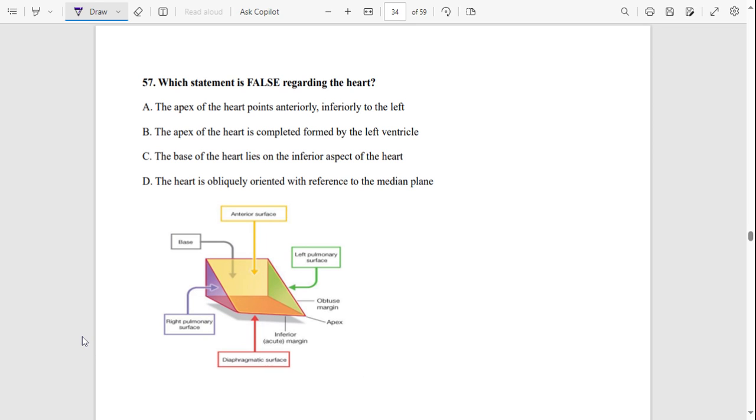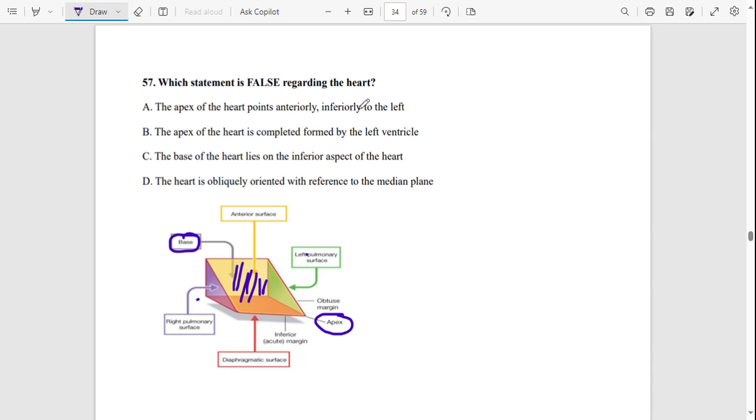Which statement is false regarding the heart? Now I just put this diagram here, it wasn't there. So the heart, you can see the anterior wall is this one, which is here. The base is posteriorly. Okay, the base of the heart is a bit behind. And then the apex, you can see it is facing anteriorly and laterally. And then the bottom is the surface on the diaphragm. We also have the right pulmonary surface and the left pulmonary surface.